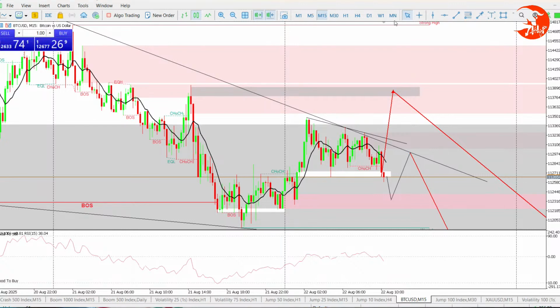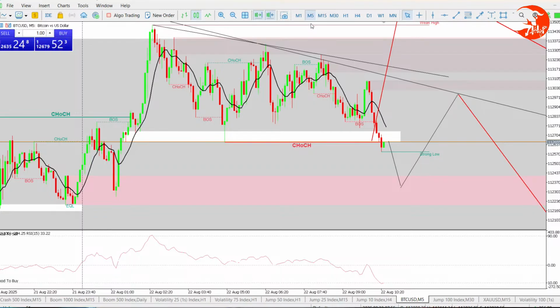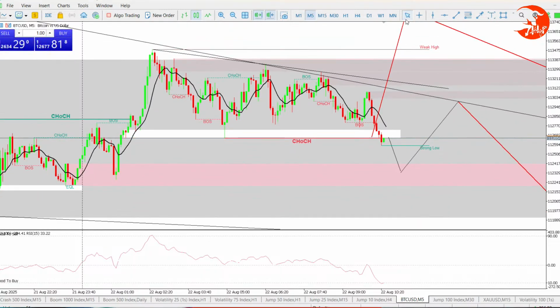So for now, I will be waiting for the buy. Probably I may enter if this fake breakout here is completed and I'm having a price above my 10 MA, then I'll enter some buys to give me that kind of a fake breakout. All right, that's it for BTC.